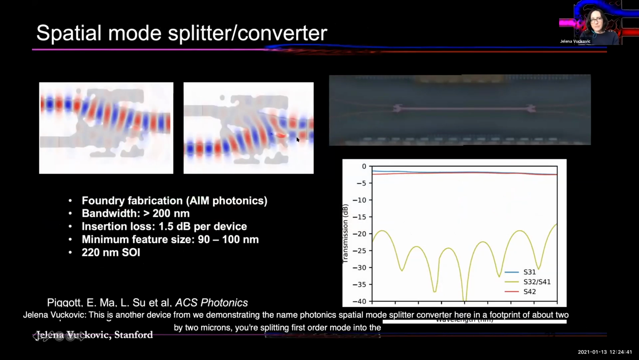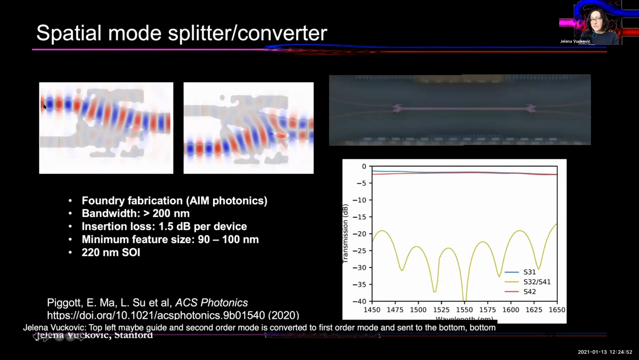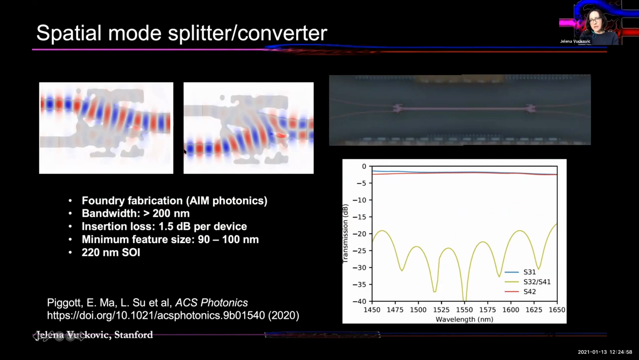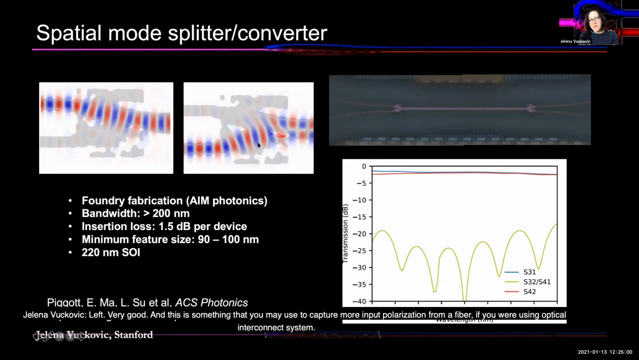This is another device we demonstrated in AIM Photonics, a spatial mode splitter converter. Here in a footprint of about 2 by 2 microns, you are splitting the first order mode into the top left waveguide, and the second order mode is converted to first order mode and sent to the bottom left waveguide. And this is something that you may use to capture more input polarizations from a fiber if you were using an optical interconnect system. So here are the designs.